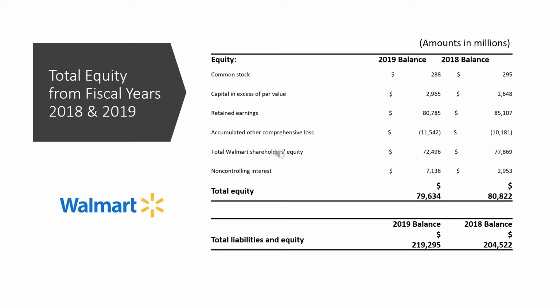$5,373,000,000, and then there's an increase in non-controlling interest by about $4.3 billion due to the purchase price allocations from Flipkart. And so that means that the total equity has decreased by about $1,188,000,000.